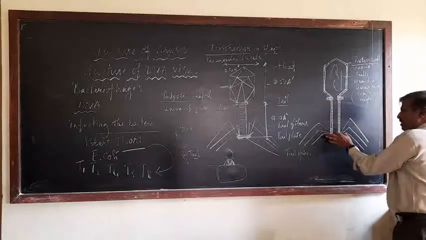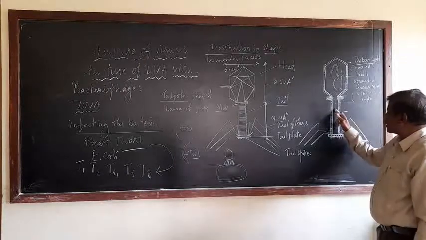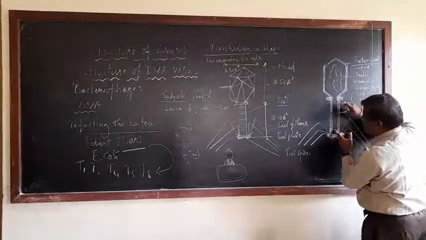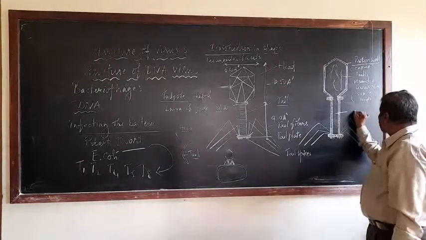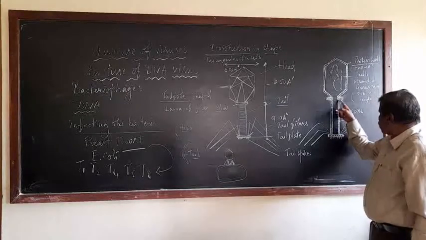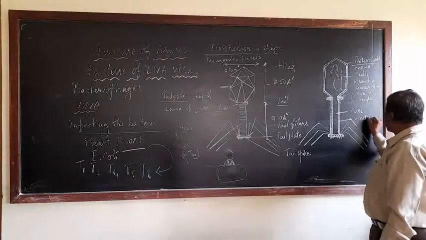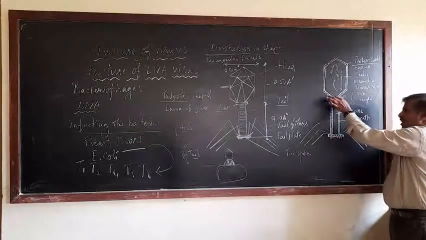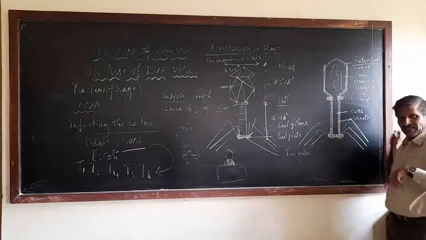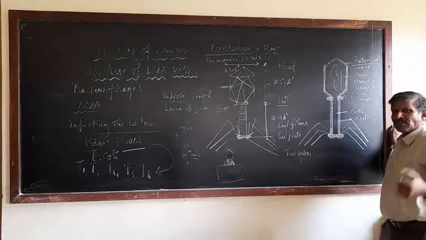Then consider the tail. In the tail you can observe the central entry cavity. It looks like a cylinder enclosing the central entry cavity. This entry cavity is usually called the pore. This cavity or pore is covered with a proteinaceous covering. This covering made by the proteins surrounding the central core of the tail is called the sheath. Sheath means cover, the covering formed around the central cavity made up of proteins.